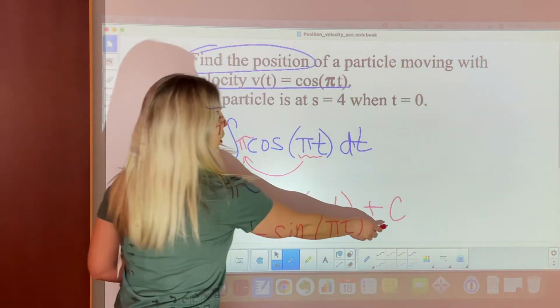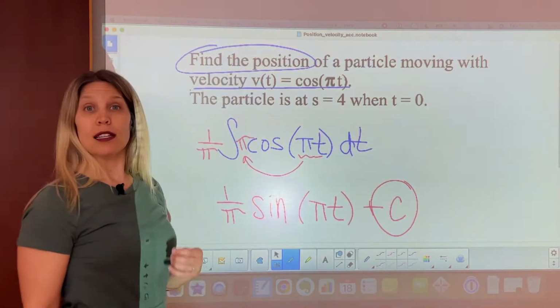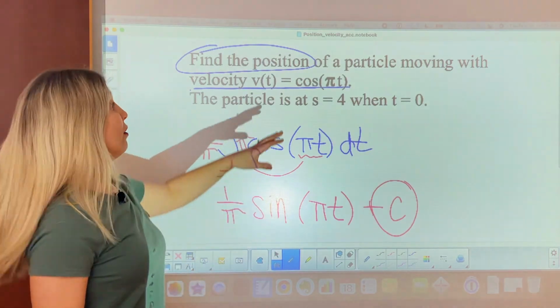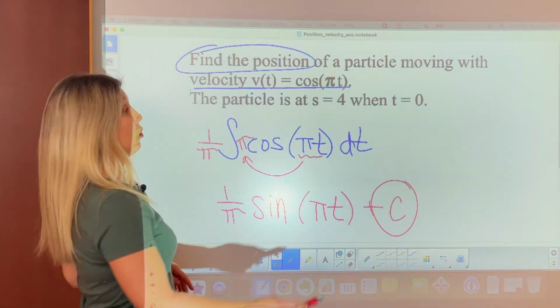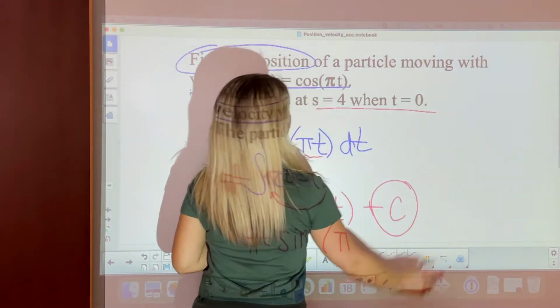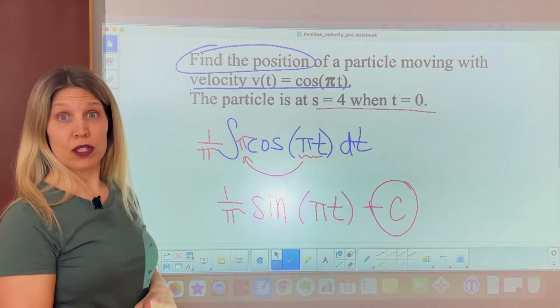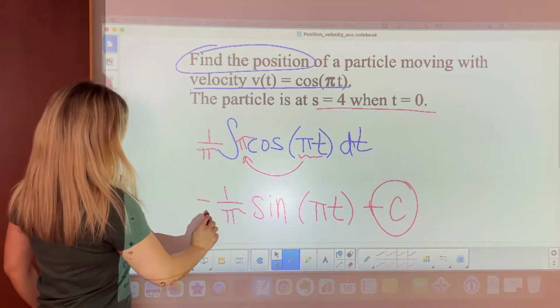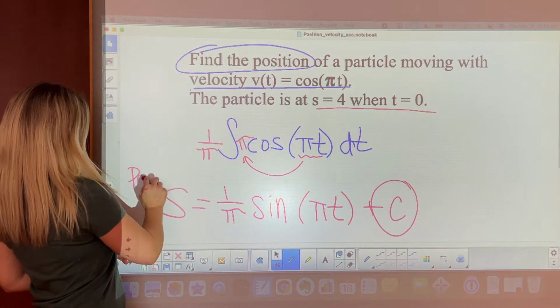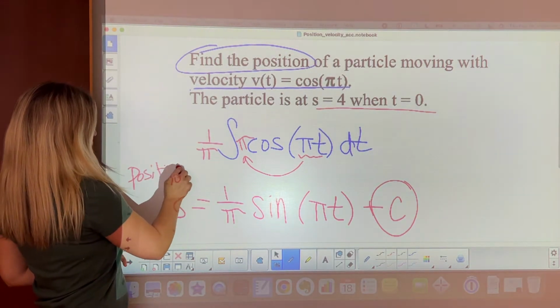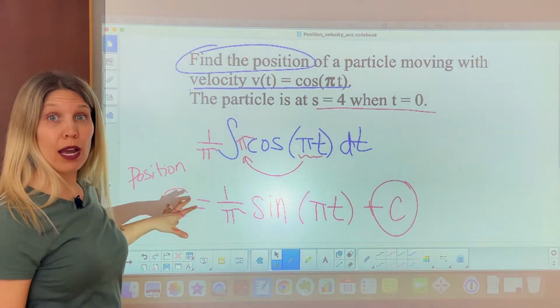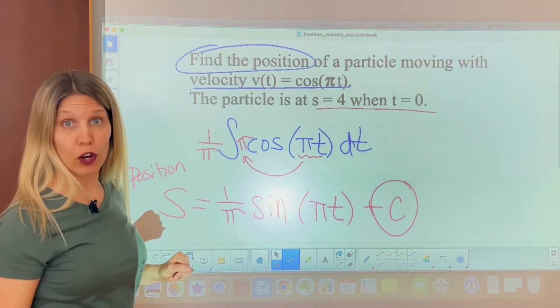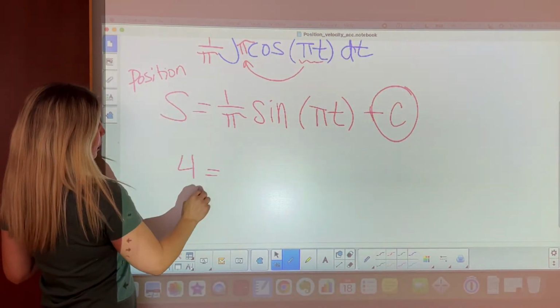However, we have this plus c over here that we have to deal with. But they've given us some information we can use. When s equals 4, t equals 0. And this is our s equation, right? This is our position equation. So I'm going to go ahead and plug in 4 for s when t is 0 and solve for our c.